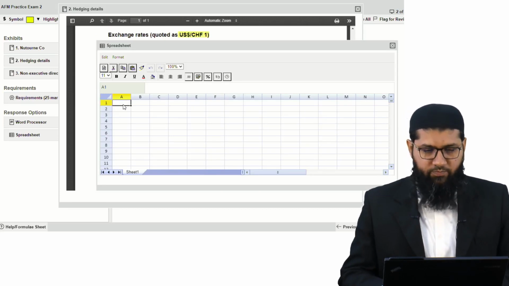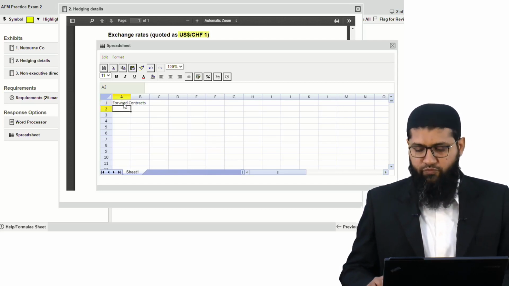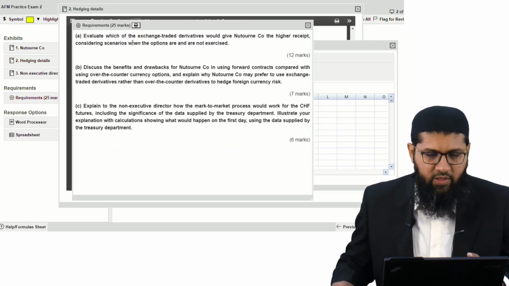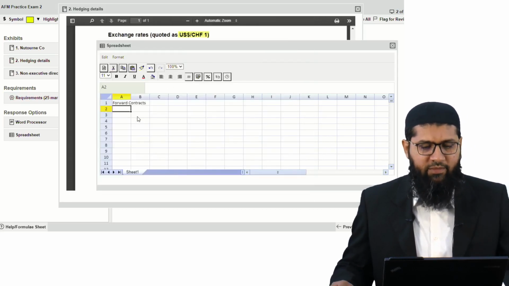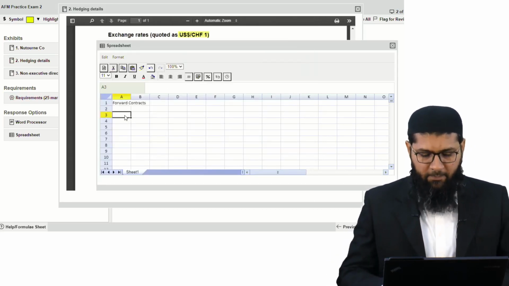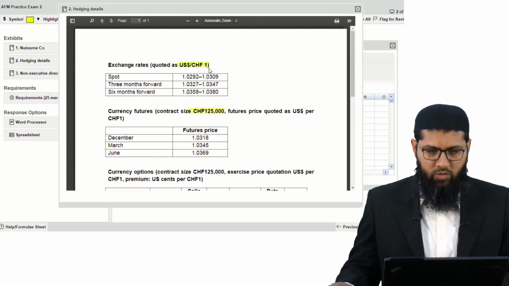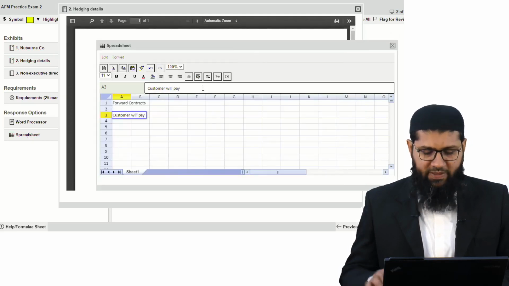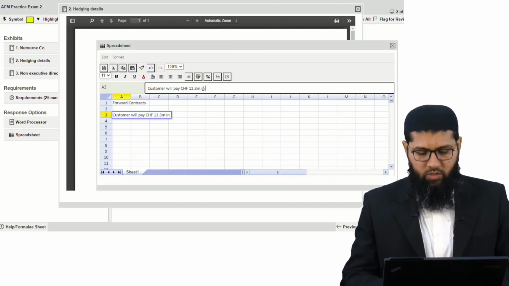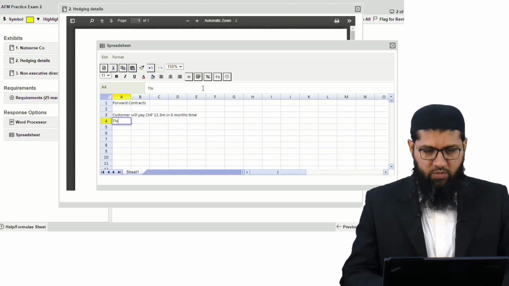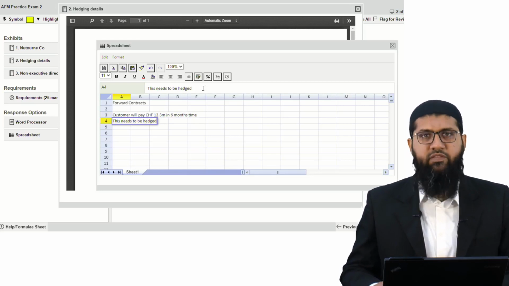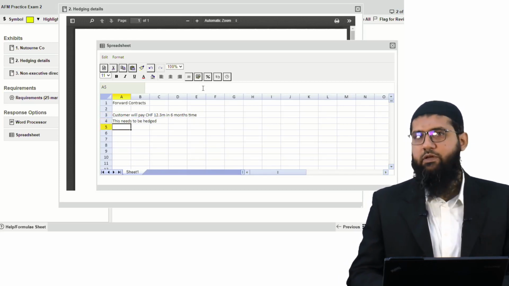So if I talk about this scenario, if we use forward contracts, although the question's requirement is not there, the question asks which of them is going to give you the higher receipt. But anyway, if we use the forward contract, your customer will pay CHF 12.3 million in 6 months' time, and this needs to be hedged.